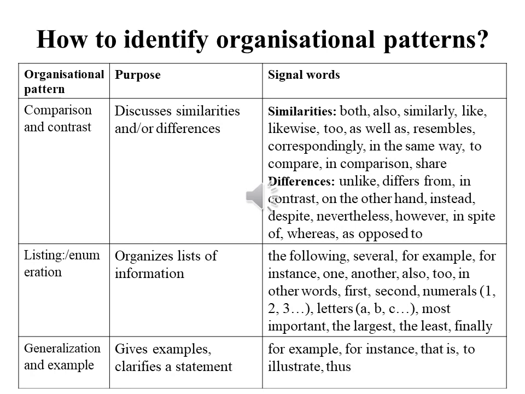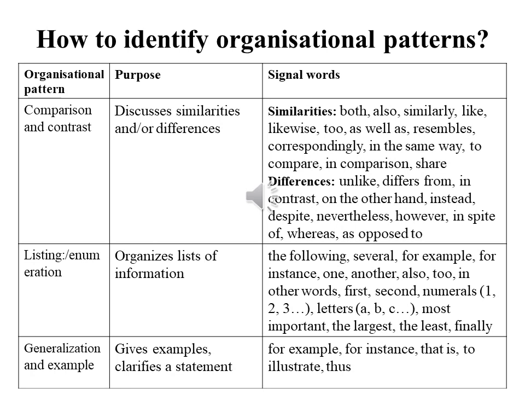We move now to listing enumeration. The purpose of this pattern of organization is to organize lists of information, and signal words that we can use to identify this pattern of organization are as follows: the following, several, for example, for instance, one, another, also, two, in other words, first, second, etc.